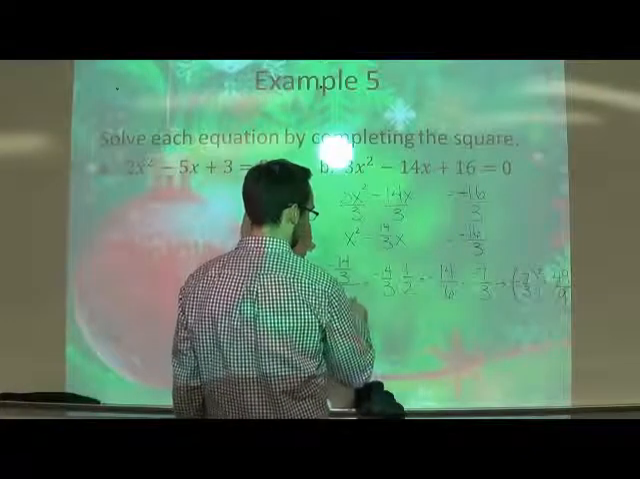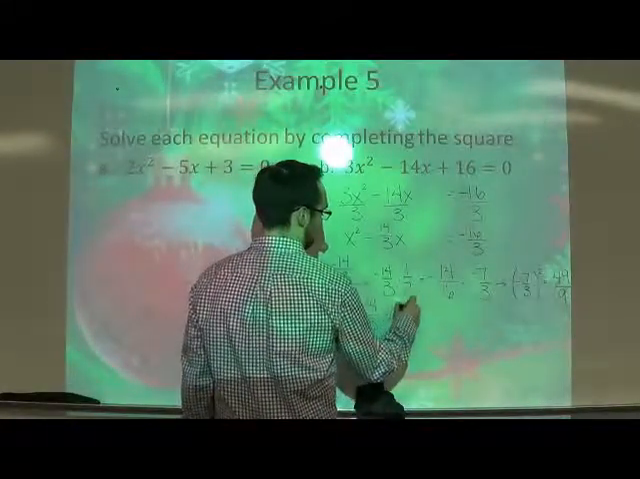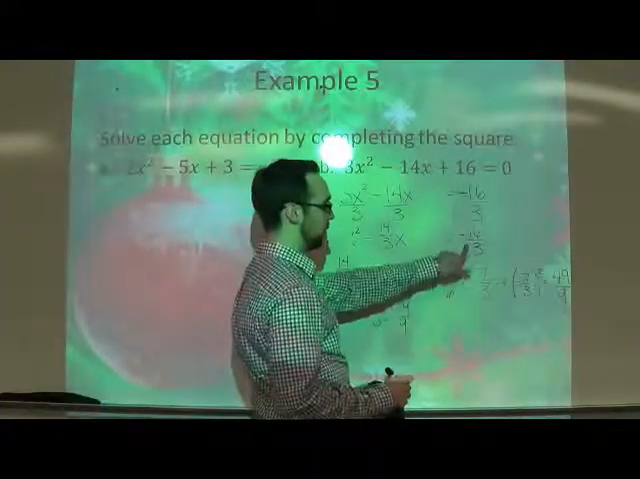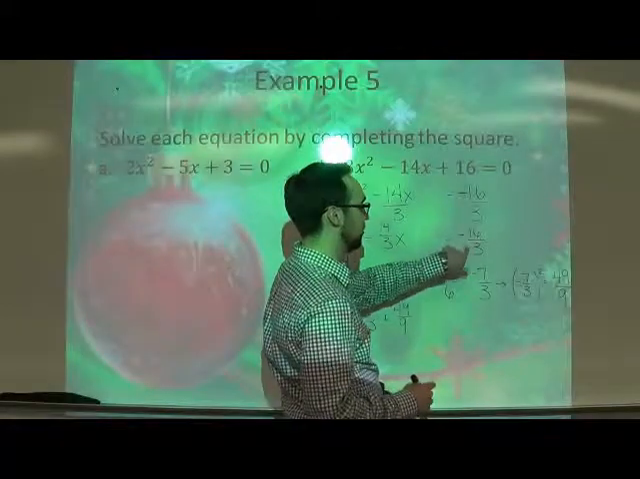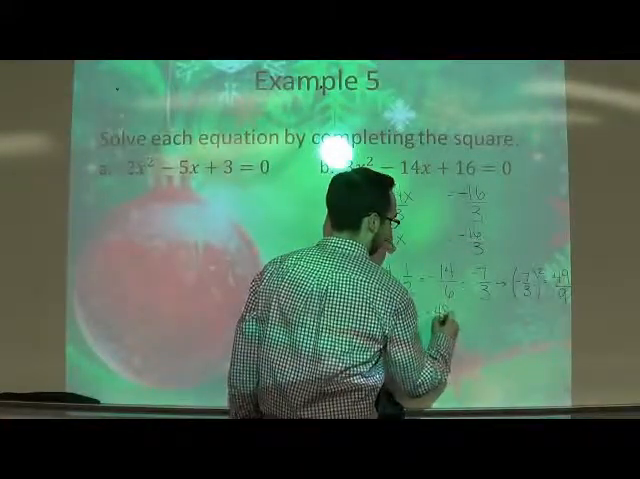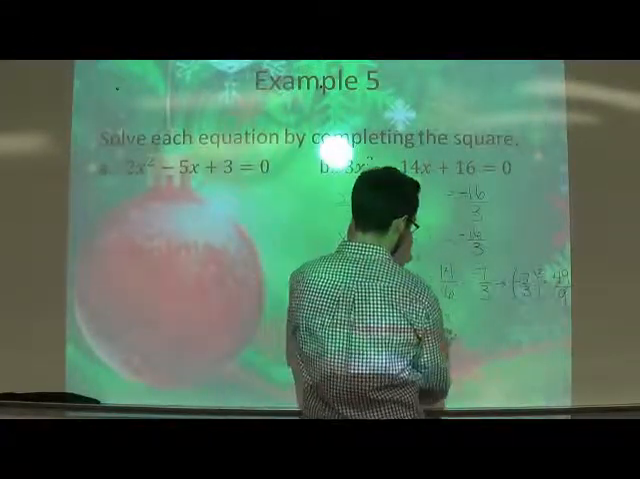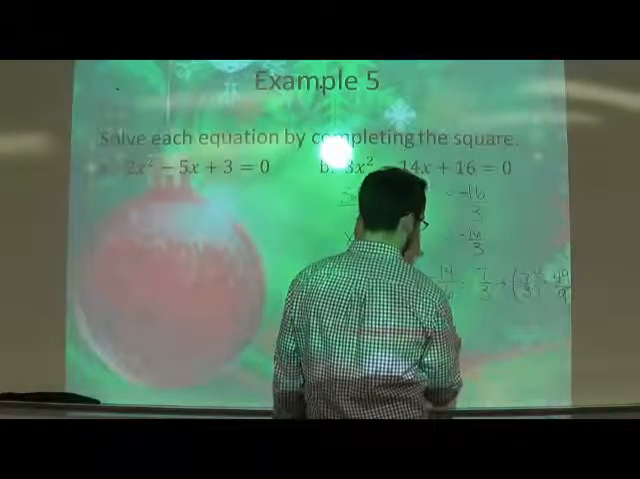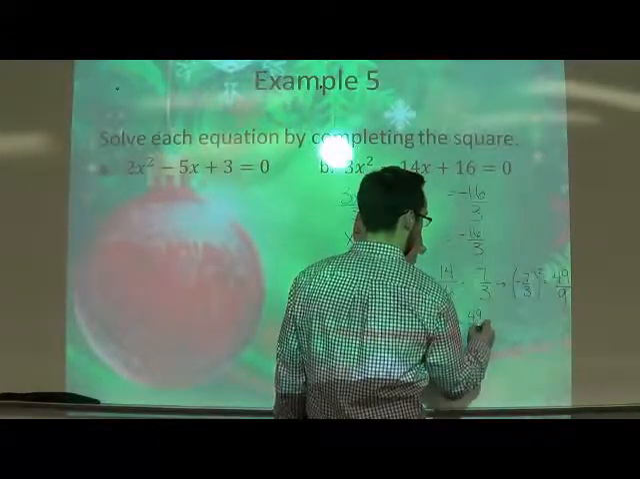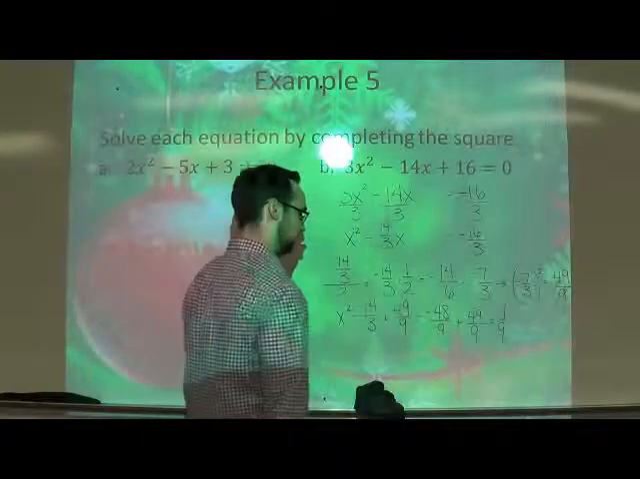So I have x squared minus 14/3 x plus 49/9 equals, now we're going to have to add ninths to this, so I'm going to make it ninths and multiply by 3. So we get negative 48/3, excuse me, over 9, plus 49/9. That's going to be equal to a positive 1/9.